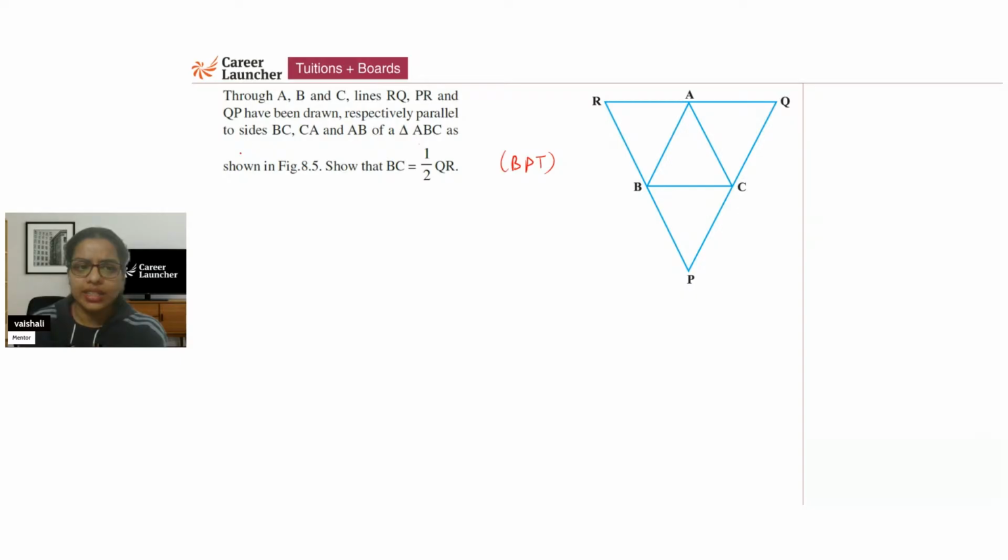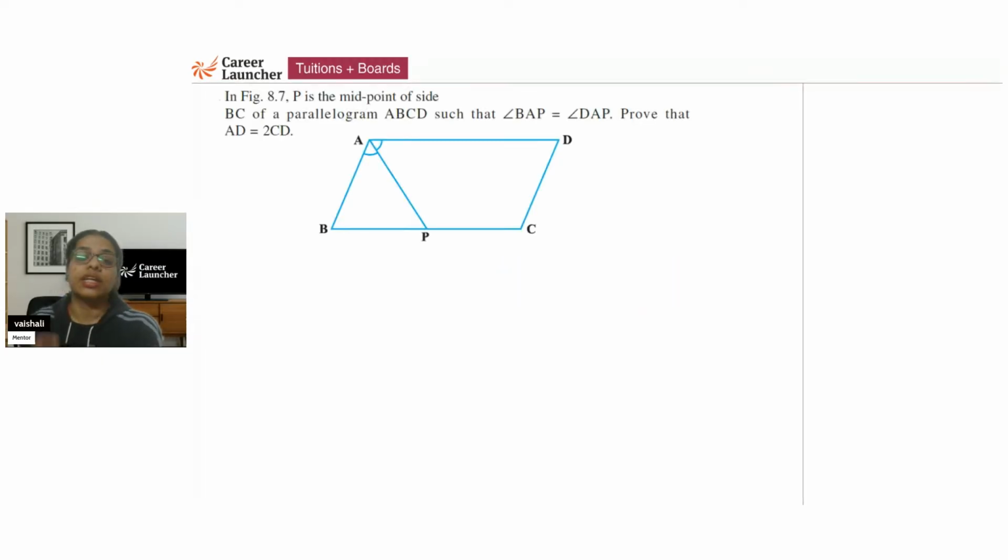The fact is that if you know this particular length, what are parallel to each other? Through ABC, line RQ is drawn parallel to BC. Right. So from this line we can say indirectly that when BC is parallel to RQ, you can again apply the concept of BPT, in which BC is going to be half the length of the opposite side.